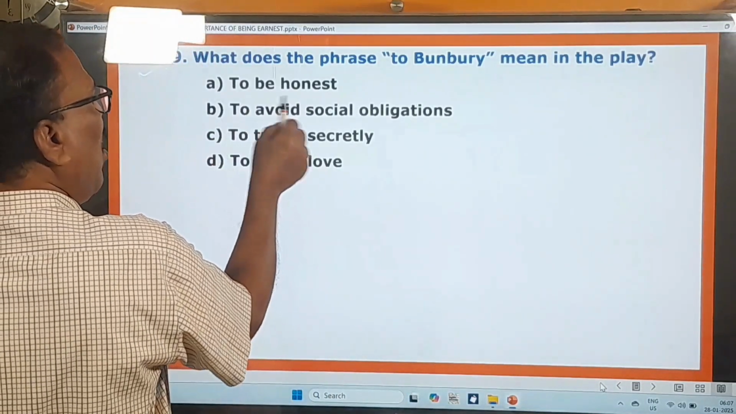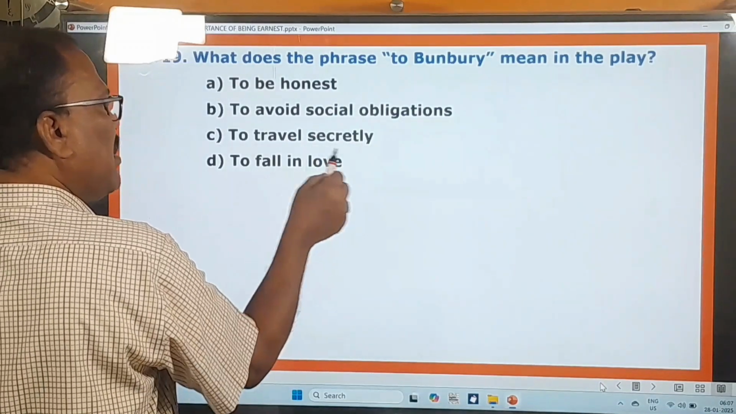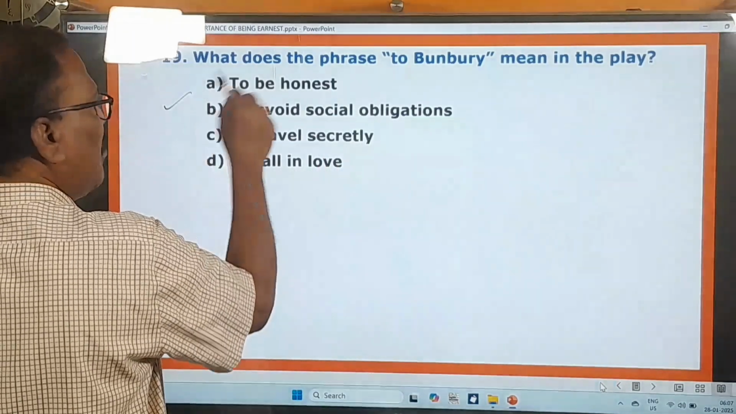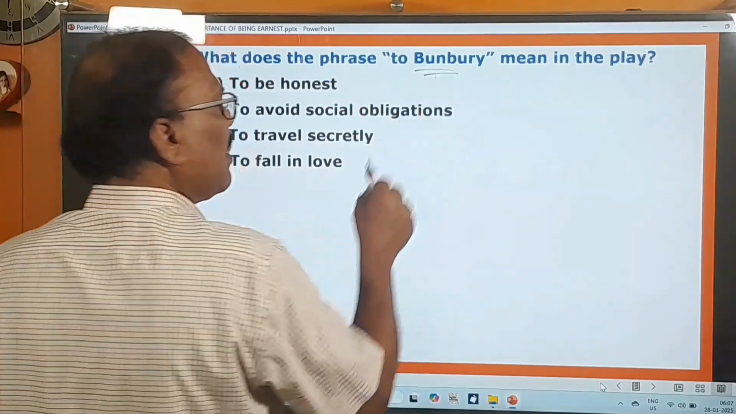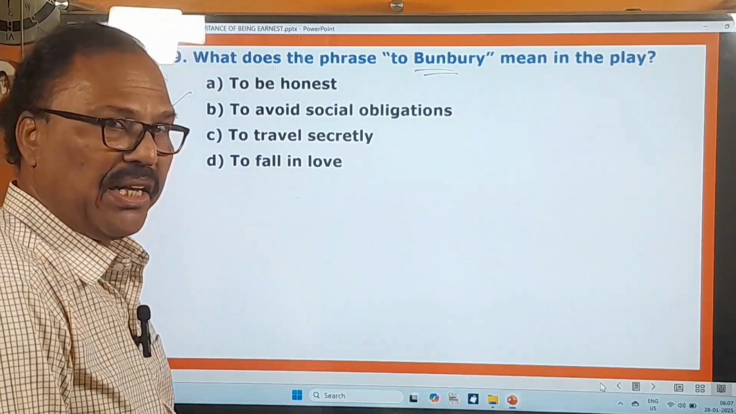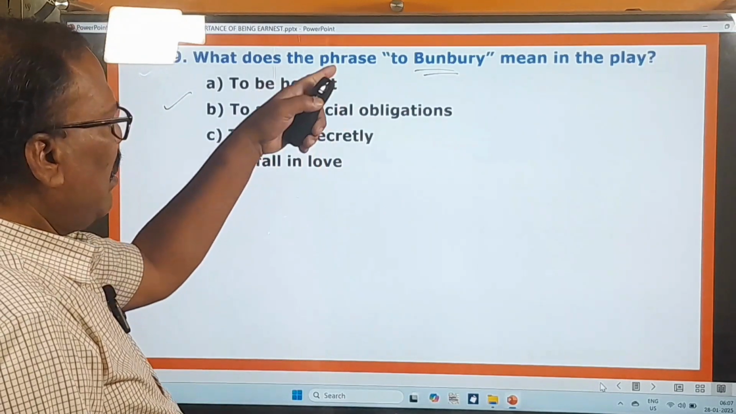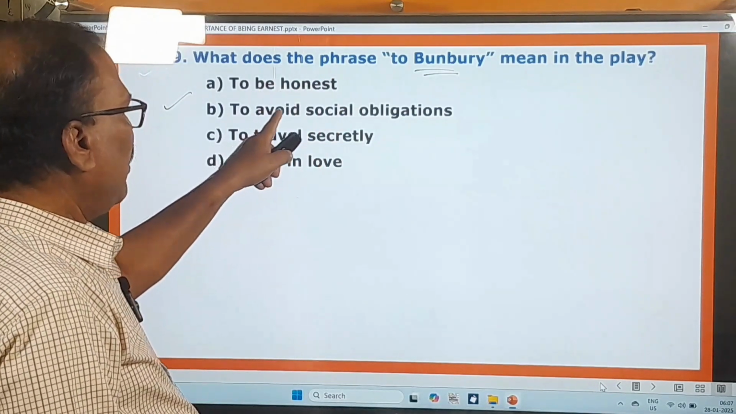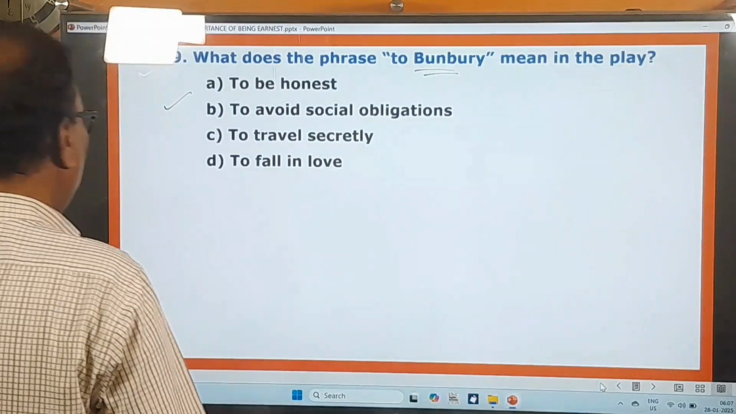To be honest, to avoid social obligations, to travel secretly, to fall in love. So this you can guess and give the correct answer, because this is the character created by Algernon Moncrief only in order to avoid social obligations. So Bunbury stands for avoiding social obligations. You know very well. Now you move on to the 20th question.